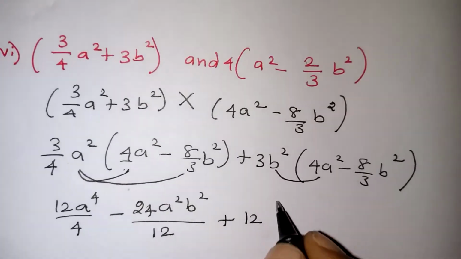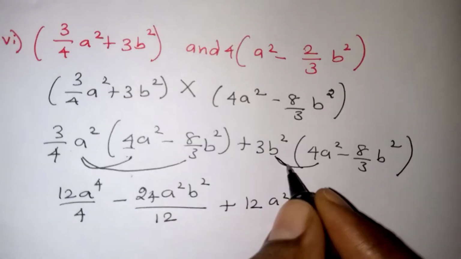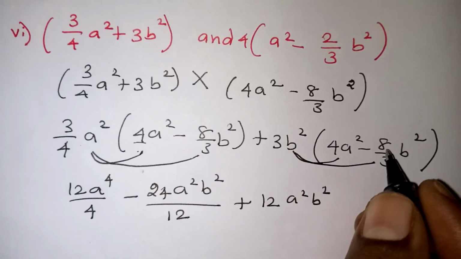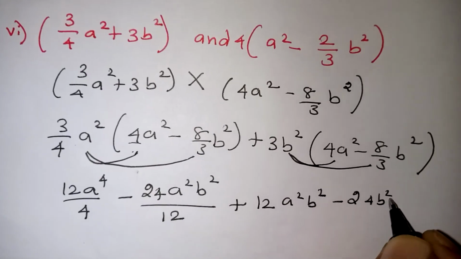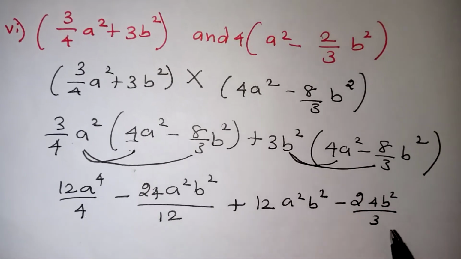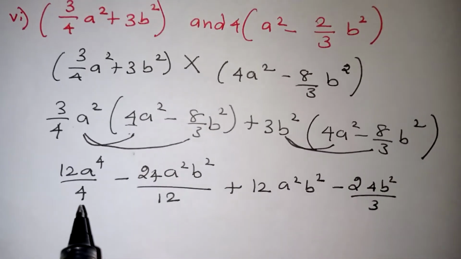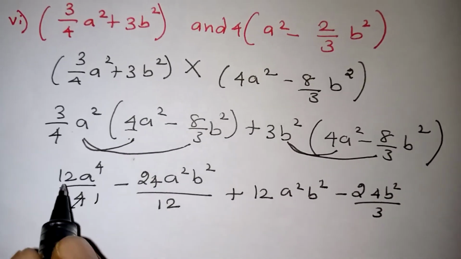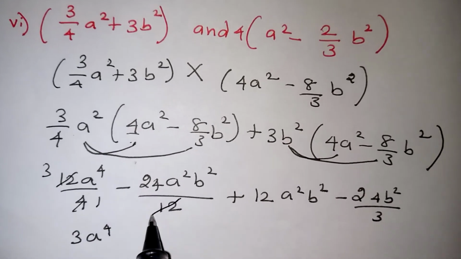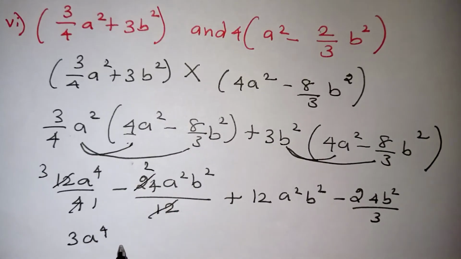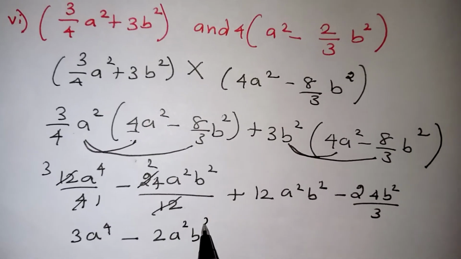Here we have b squared and a squared, so we can write it as a squared b squared also. And this one, 3 8s are 24, minus is there. So minus 24 b squared by 3. Like this we should write. Now we have to go for the cancellation. 4 and 12 come in 4 table. 4 1s are 4, 4 3s are 12. So 3a power 4 and 12 1s are 12, 12 2s are 24. So minus 2 a squared b squared is the second term.